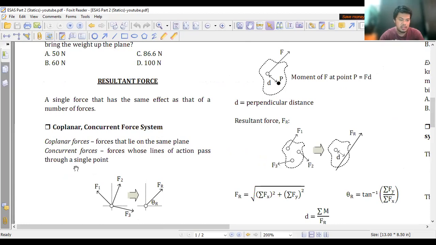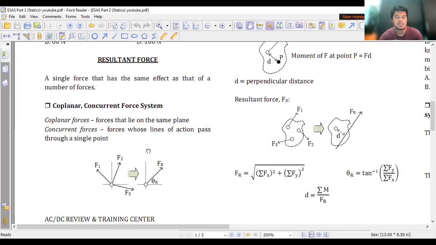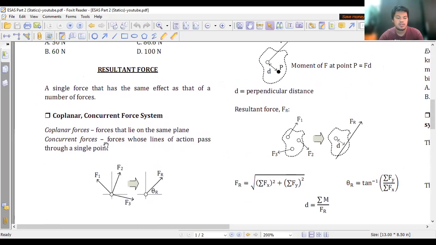Now, we will be talking about the coplanar and the concurrent forces. We define first what coplanar forces are, and then also the concurrent forces. The first one is the coplanar forces. These are forces that lie on the same plane. Whereas concurrent forces are forces whose lines of action pass through a single point.